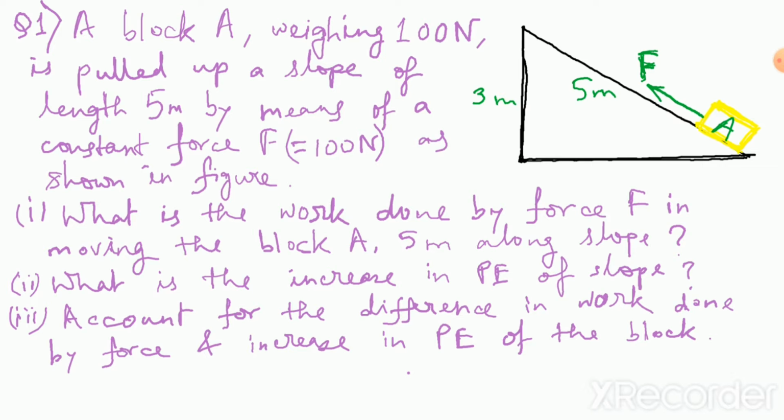The first problem says a figure has been given and it is said that a block A weighing 100 Newton is pulled up a slope of length 5 meter by means of a constant force of 100 Newton, as shown in the figure. The first part of the question asks what is the work done by the force in moving the block A 5 meter along the slope. The second part asks what is the increase in the potential energy, whereas the third part says account for the difference in the work done and the increase in potential energy.